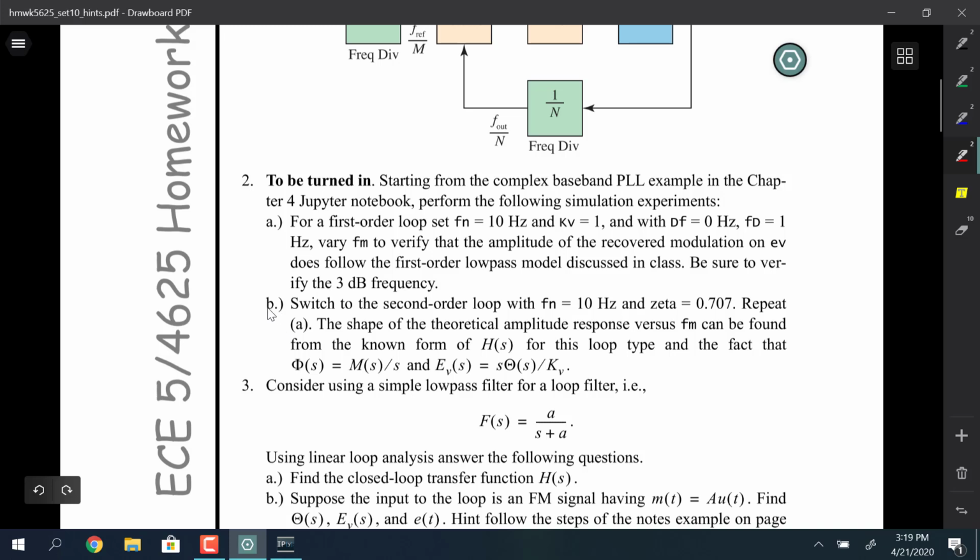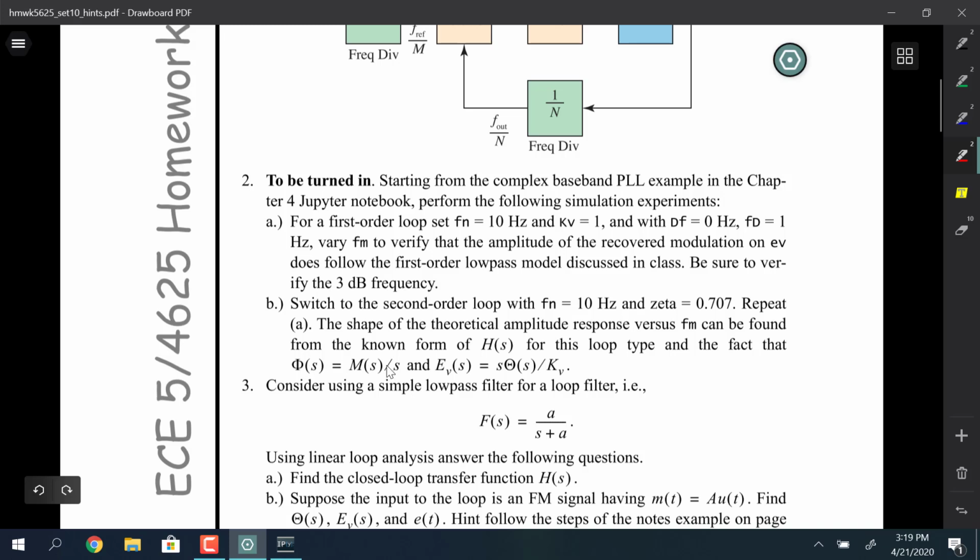And then you repeat that again for a second order loop that has the same natural frequency, 10 Hertz, but now it's a second order loop with a damping factor of 0.707. And you're going to do the exact same thing. Part A has kind of already been sketched out in the notes.